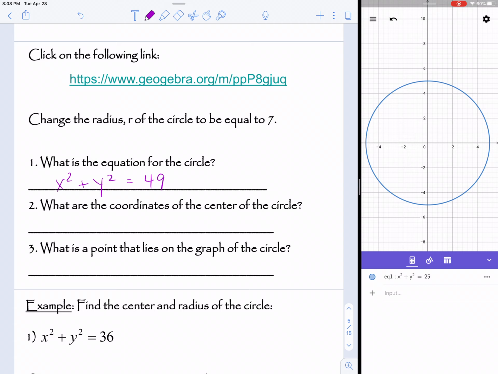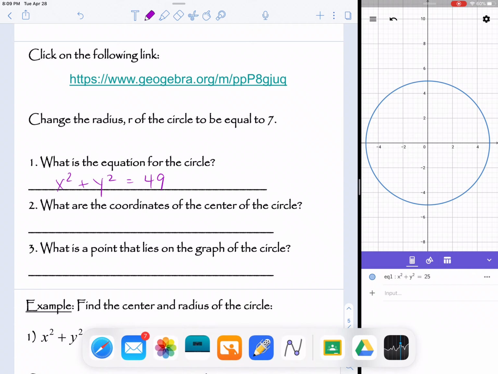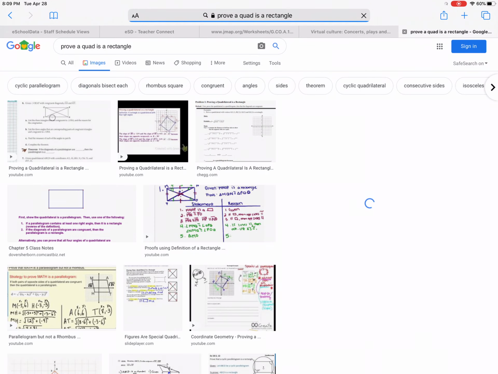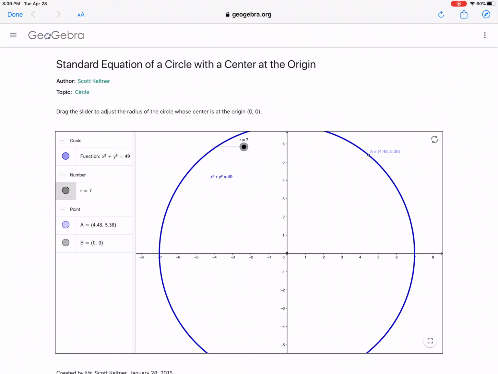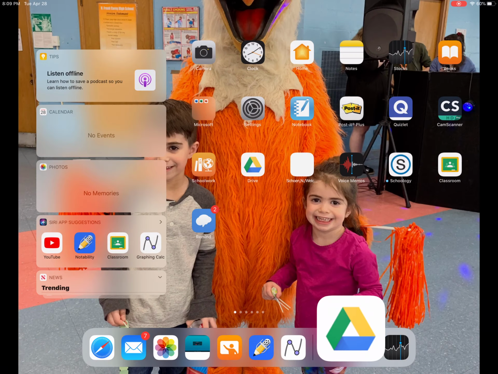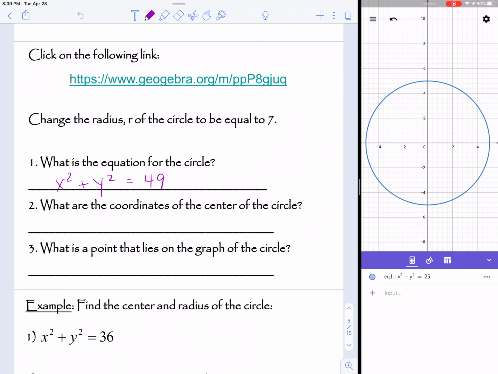What are the coordinates of the center? The center, again, was at, where was I when I clicked on that? Oh, here. The center was at (0, 0), and you could see that the radius, well, we put the radius in. So the center is (0, 0). What is a point that lies on the graph of the circle?